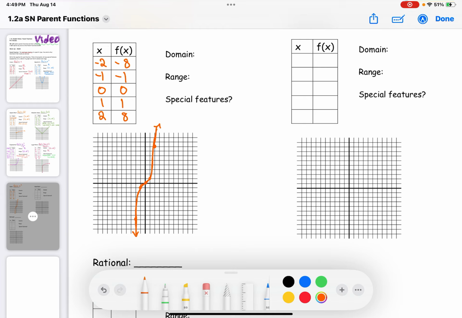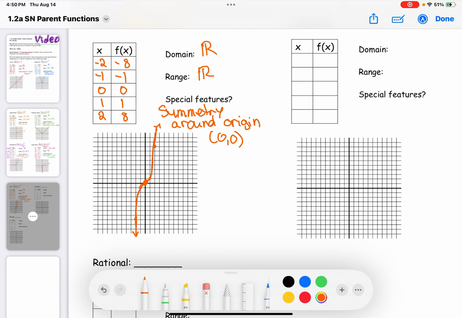So its domain, any real number can be raised to the third power, so its domain is all real numbers. When we look at the range, it does go all the way down and all the way up, so that is also all real numbers. Any special features? It does have symmetry around the origin, meaning it can be rotated around 0, 0, and it is perfectly symmetrical around a point.